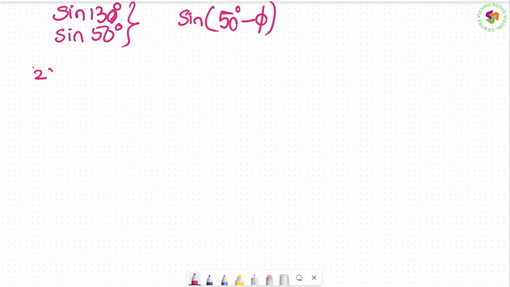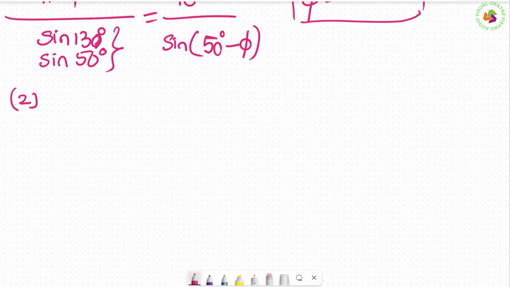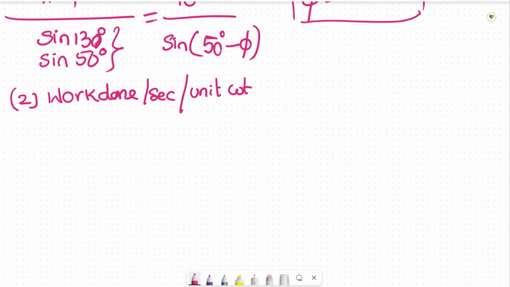Then the second question for us is, he asked us the work done per second per unit weight. This is what I told you also. Per unit weight is equal to, already we know, 1 by g into VW1 plus or minus VW2. Here the plus or minus doubt is also cleared because beta is less than 90, so automatically here it is plus VW2.